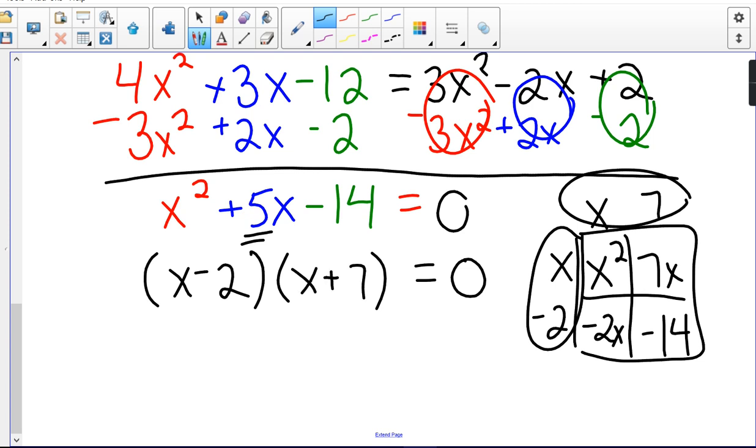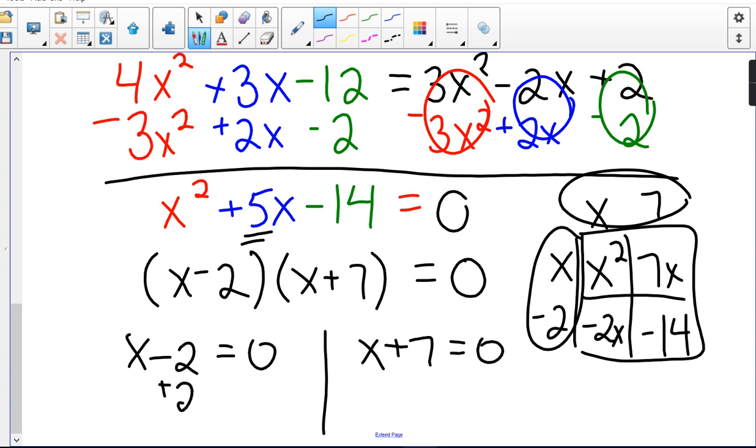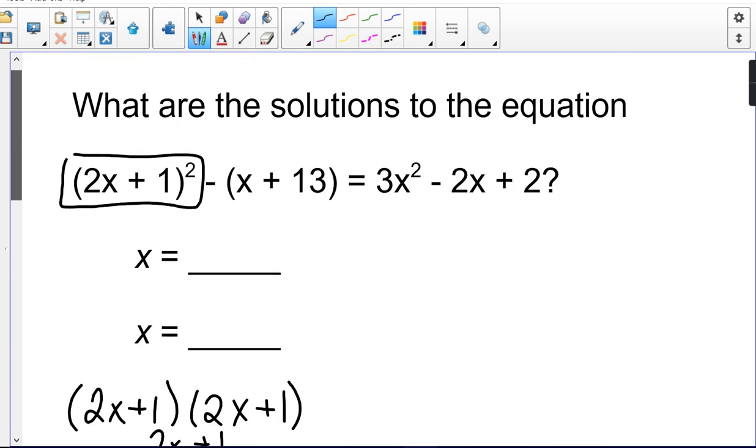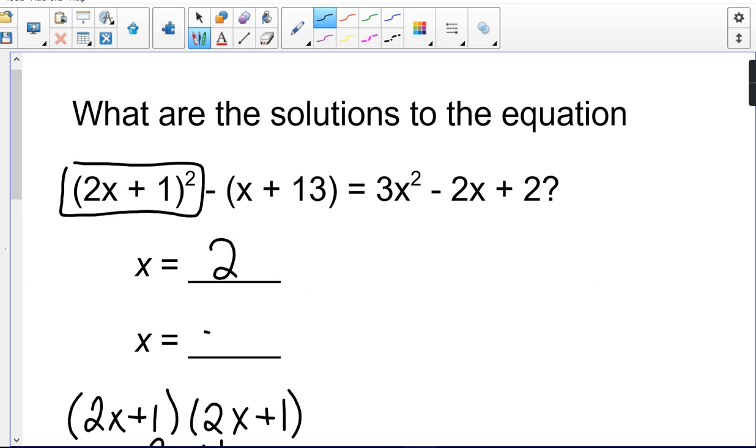And then we said that if either of those two factors is 0, then this is a true statement, because 0 multiplied by anything equals 0. So either x minus 2 could be 0, or x plus 7 could be 0. And if we add 2 on each side, we get our first solution, x equals 2. Subtract 7 on each side, we get our second solution, x equals negative 7. So we can go back up here and fill in 2 and negative 7.